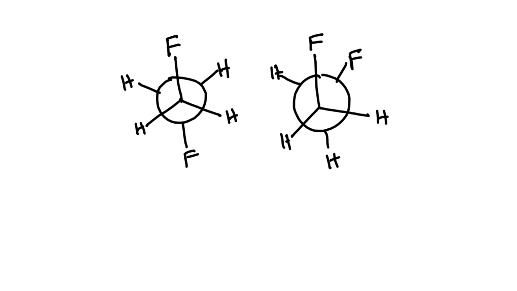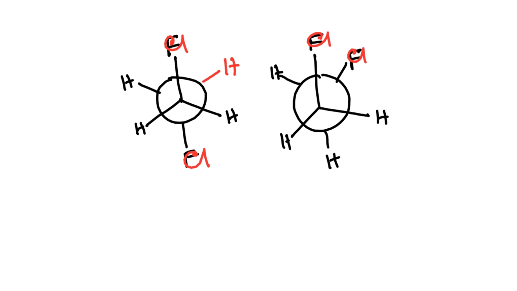But what about when we change the fluorine to chlorine? If we change to chlorine, then the anti conformation will be more stable. Sorry, here I just made a mistake. Yeah, so when we change it from fluorine to chlorine, the anti is more stable. Now, can you explain why in the case of chlorine the anti is more stable, and in the case of fluorine the gauche is more stable?